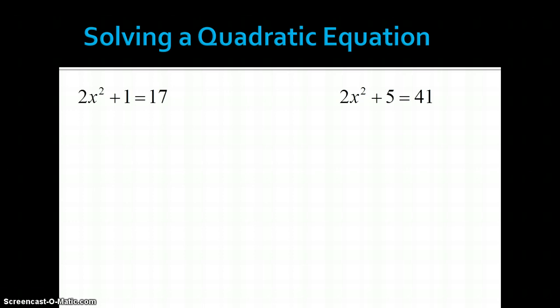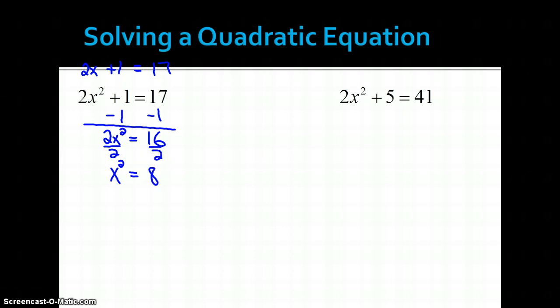If this was the equation 2x plus 1 equals 17, I have full confidence that we would all know to subtract 1, divide by 2, and have our answer. In this case, we have 2x squared plus 1 equals 17. Same first two steps. The inverse of adding 1 is subtracting 1. We'll do that. We'll get 2x squared equals 16. And then divide by 2. We get x squared equals 8.